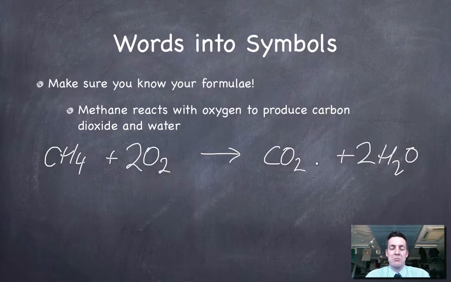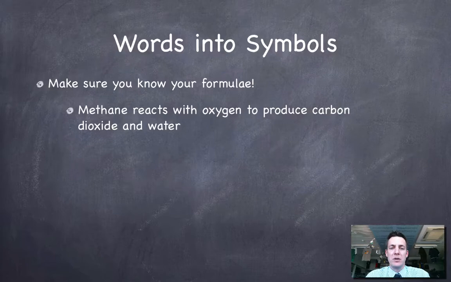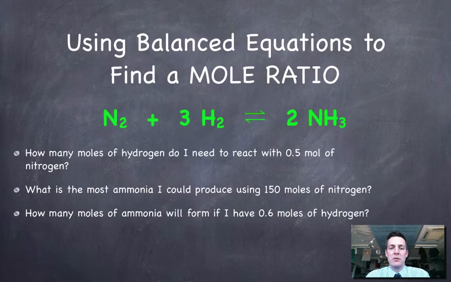I mean, most of us probably know about balancing by now, so what's the big deal about them? Well, the really important thing about a balanced chemical equation is that it allows us to find a mole ratio. So this balanced chemical equation, which tells me that I've got 1 nitrogen and 3 hydrogens reacting together to form 2 ammonia molecules, tells me that for every 1 mole of nitrogen, I would need 3 moles of hydrogen to react with it, and I'd produce 2 moles of ammonia.